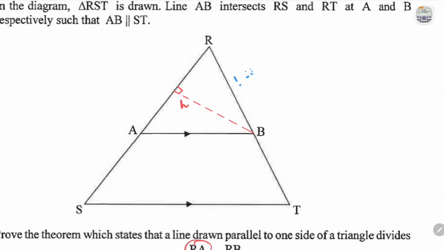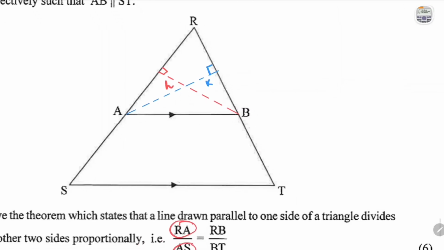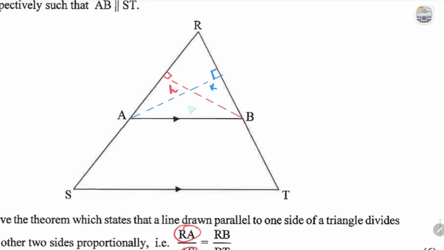So it's going to need a height. The height of RB is going to go from A down and it's perpendicular to RB, and we can call that K. Okay, so we've got heights in that triangle. We're going to look at that as the base and that as the base, and those are their respective heights.